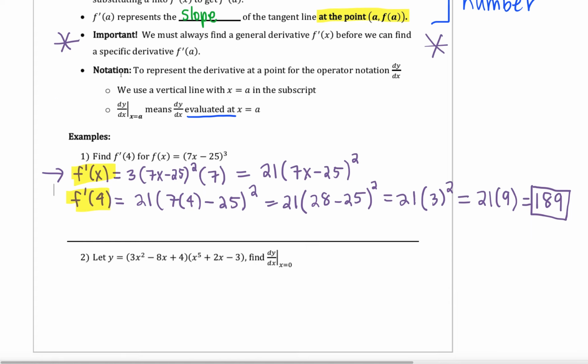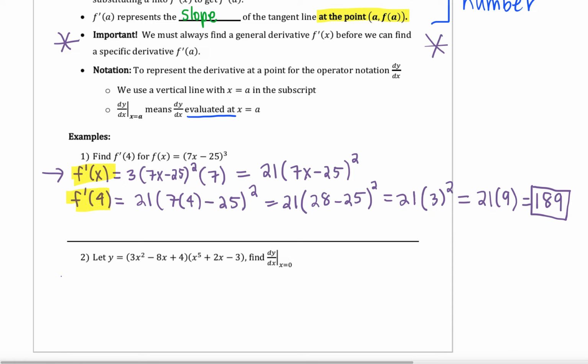So here we have the function y equals 3x squared minus 8x plus 4 in parentheses times x to the fifth plus 2x minus 3, and we're asked to find the derivative evaluated at x equals 0. So in our second example here, we're seeing that operator notation. It's the same idea though. I want to find my first derivative, and then I want to evaluate it this time at x equals 0.